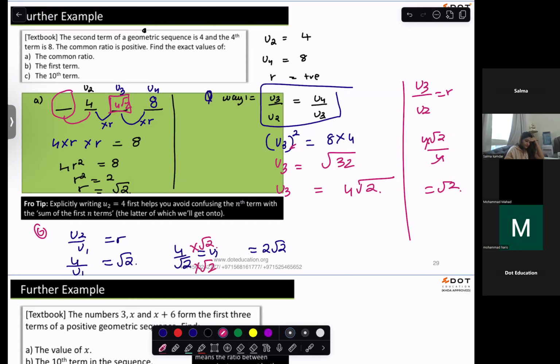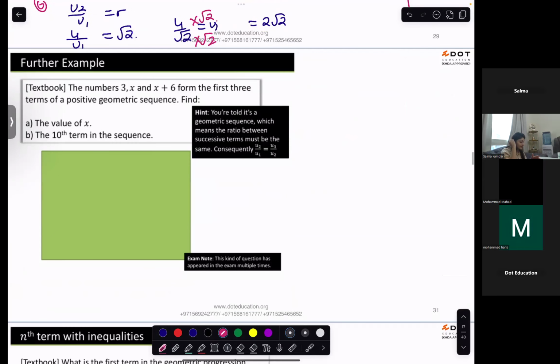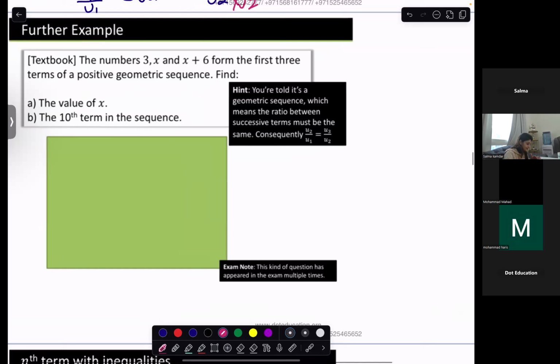Yeah, 4 divided by root 2. Mahad, always remember to simplify things, okay? Yes, miss. Okay, let's go ahead. Do you want to try this? Please read.